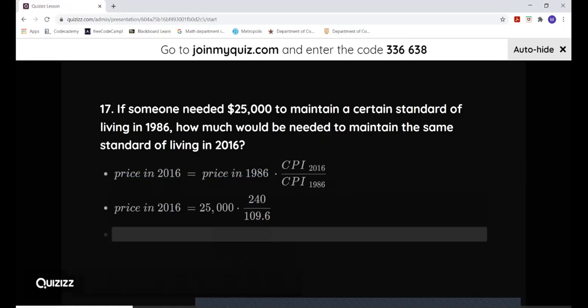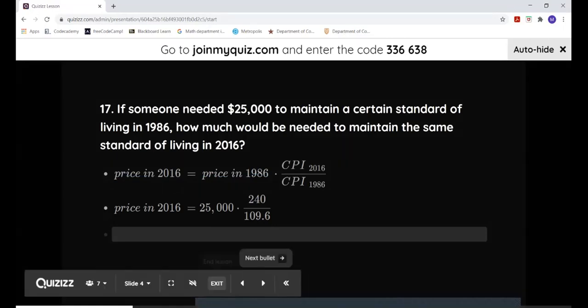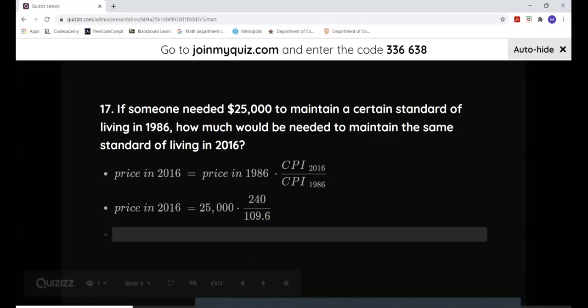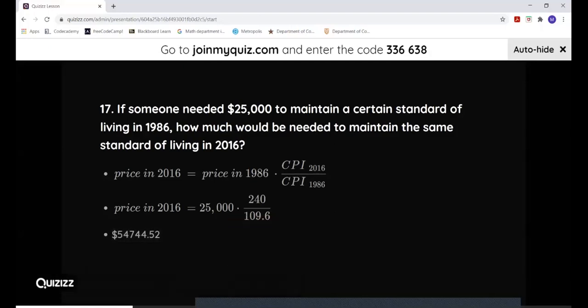So the price in 86 was the 25K. The CPI, these are the things that I am pulling from my table. If I were to bet, the people that got those wrong with like the 40K or something probably flipped these two numbers. But if we multiply and divide, or divide and then multiply, either way, I think we should be getting 54,745. So if we round that up, it ought to be 54,745.